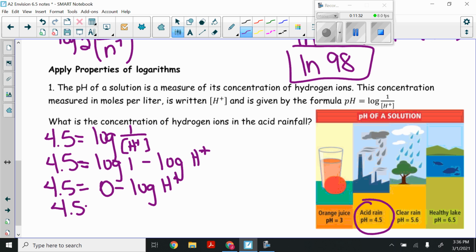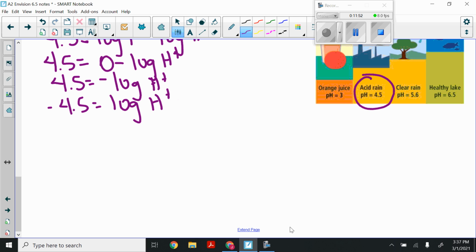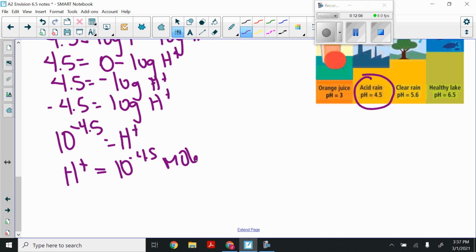So I have 4.5 equals negative log hydrogen ions. I'm going to divide both sides by that negative, and so then I get negative 4.5 is equal to the log of H plus. Now, in order to solve a logarithm like this, I'm going to change it to an exponential. So I would say 10 to the negative 4.5 is equal to H plus. So I could say my hydrogen ion concentration is equal to 10 to the negative 4.5 moles per liter.